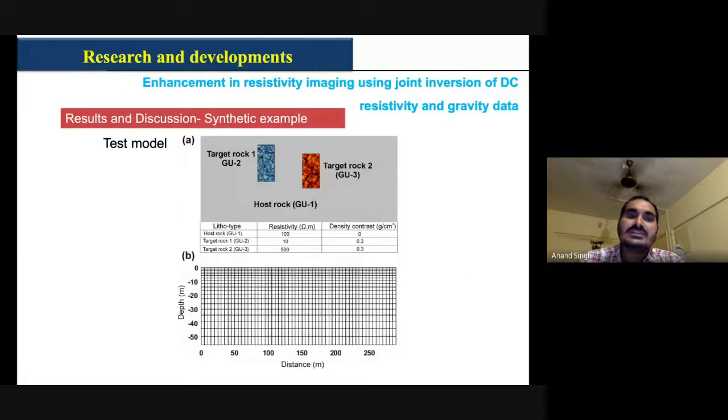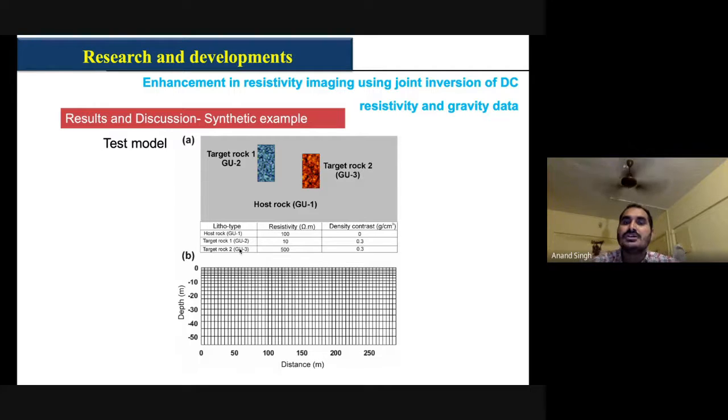So let us see our result on one synthetic example, how our algorithm works, and then how we can utilize it to improve the subsurface. For test purposes, we have taken a homogeneous model as host rock. We name this geologic unit 1. Geologic unit 1 has a physical characteristic of 100 ohm meter resistivity, and density contrast is 0, meaning this is the baseline. Now, second is our target rock. This is target rock 1. This is target rock 2.